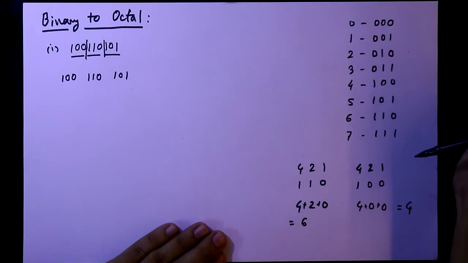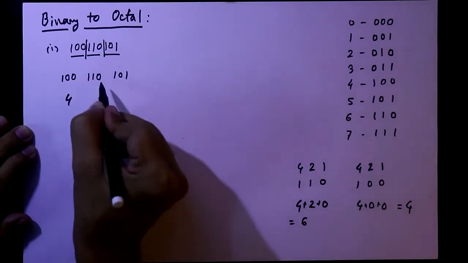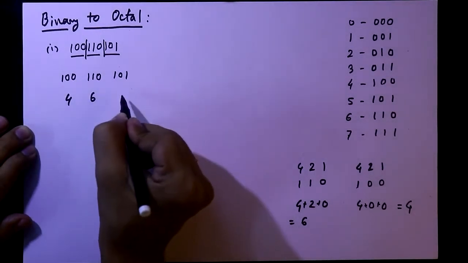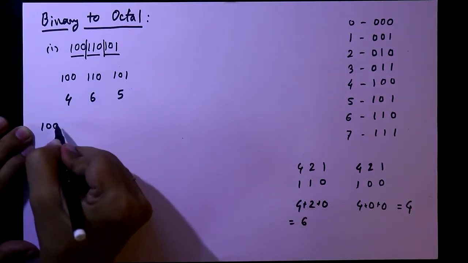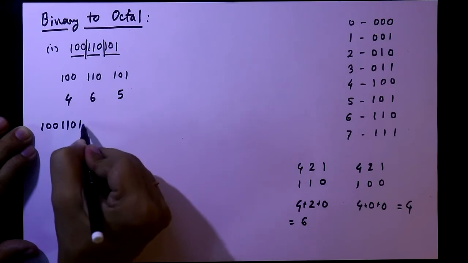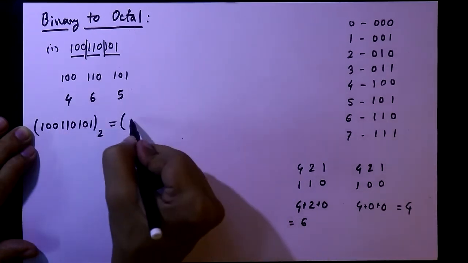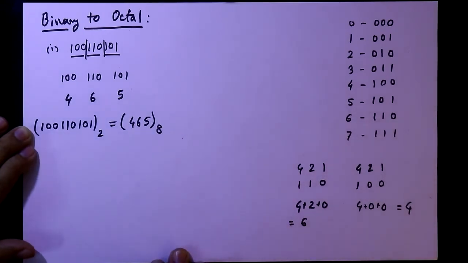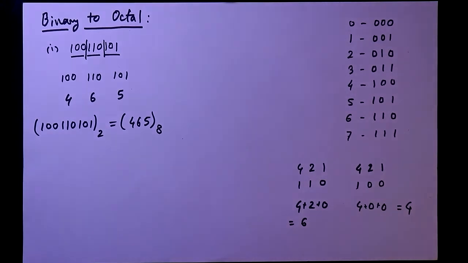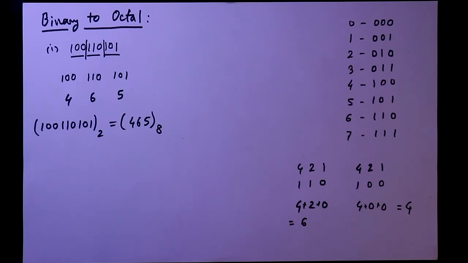If you can memorize this number, then it will be better. For 100 it will be 4, this equal to 6, and 101 it is 5. For 100, 110, 101, this is the binary number, and 465 is the equivalent octal number. So this is how you have to convert the integer part for the octal number.